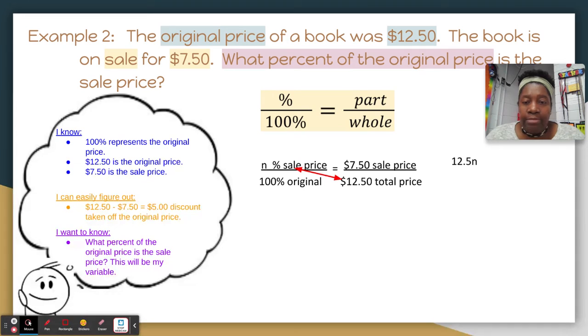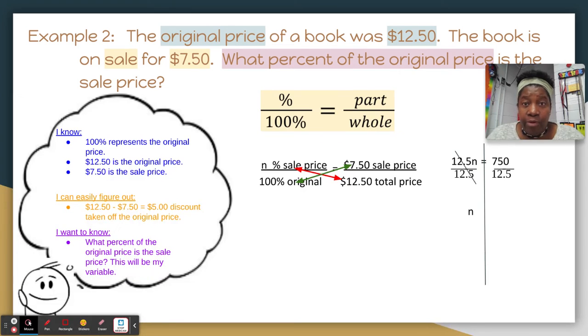So now to solve, I am going to do cross products. So n times 12.50 is 12.5n, and 100 times 7.50 is 750. Now, my equation says 12.5n is equal to 750. I need to get that n by itself. Right now it's being multiplied by 12.5. So to undo multiplication, I'm going to divide that side by 12.5. And what I do to one side, I do to the other.